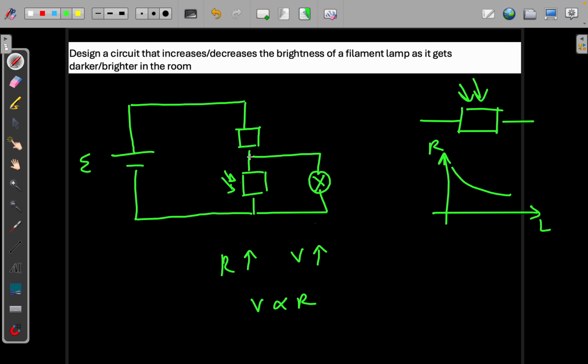Bit tricky. It's not the question I intended. I intended to have these switched around, so it was just a series circuit. Most people did series circuits, and that was meant to be the answer, but it's a bit of a challenge one. We will do more on potential dividers if you find that difficult.